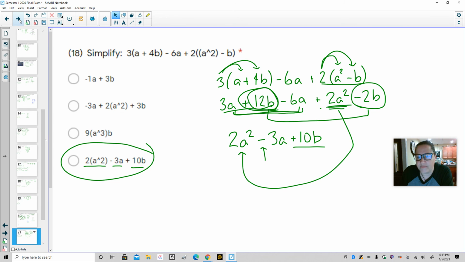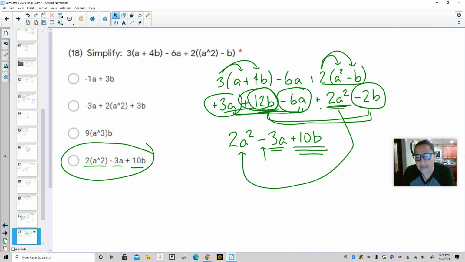Simplify. This one was really just about distributive property and also recognizing like terms. So 3a plus 12b had to distribute, minus 6a plus 2a squared. So one of the things that you had to recognize was a and a squared are not the same, minus 2b. Now you put your a's together, so you're very careful that it's a plus 3a minus 6a, right? That's a minus 3a. Plus 12b minus 2b would be 10b.